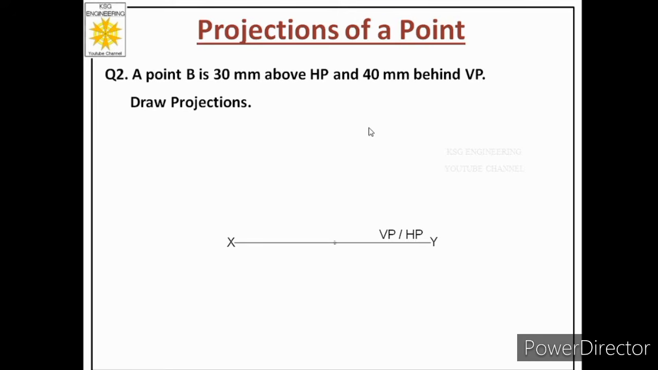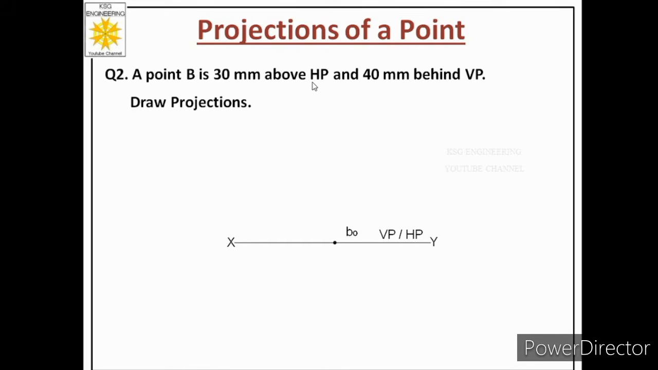Now in the third step we mark a reference point on the reference line and we label that point as small letter naught. In this case the name of the point is capital B, so we'll label it as small letter b naught. After that, we have to plot the front view and top view of this point. For that, we have to first read the statement. Now over here he says 30 mm above HP.